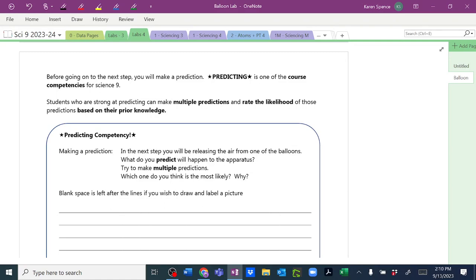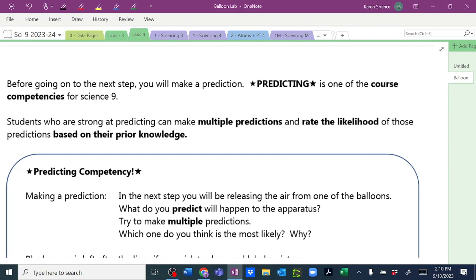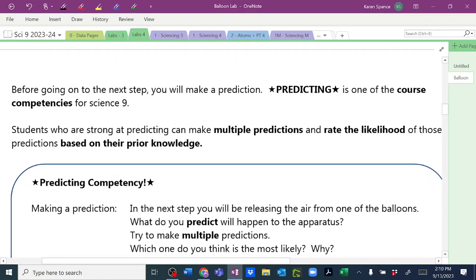Okay, but now that we've got it balanced, you're going to take a look at it, and then if you look on page 2 of your lab, before you do anything with this, you are going to make a prediction. So in the next step, we're going to be making a tiny hole in one of the balloons. We're going to take a pair of scissors and just make the tiniest snip.